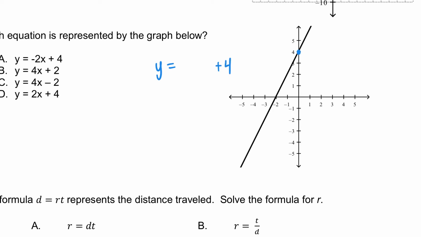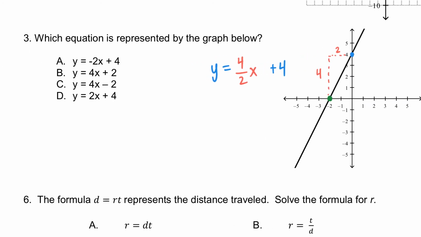So what is our slope to get from here, this green point, up to the blue point? So we have to go up 4, and then we go right 2. So up 4, right 2. So 4 over 2x plus 4. Don't think that is an answer over here, so we're going to have to simplify this a little bit. So what's 4 divided by 2 here? So 4 divided by 2 is 2. So 2x plus 4 would be your answer for this one. So that's going to be option choice D.